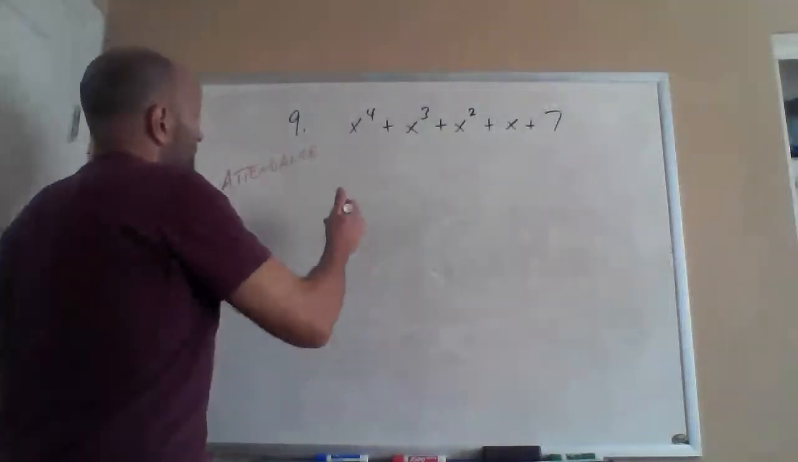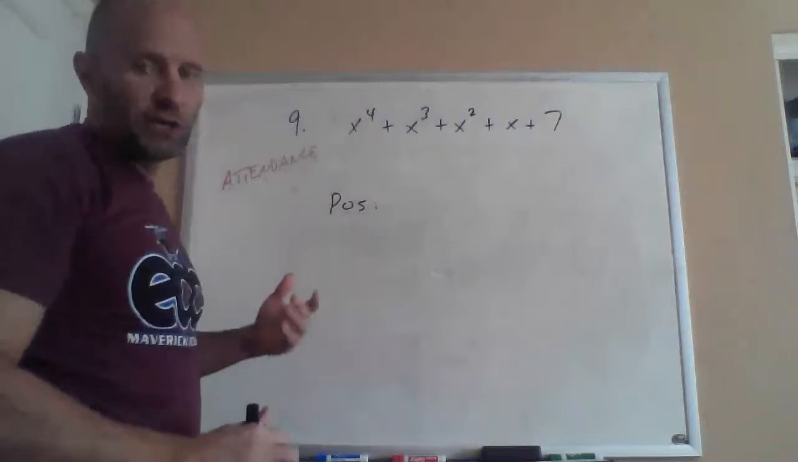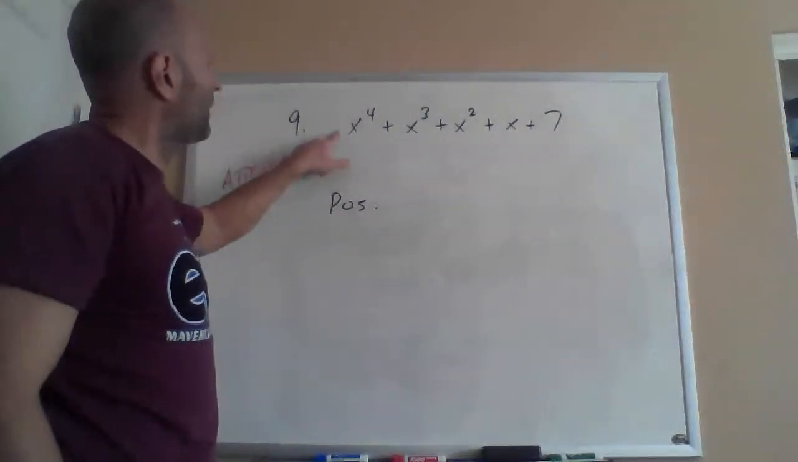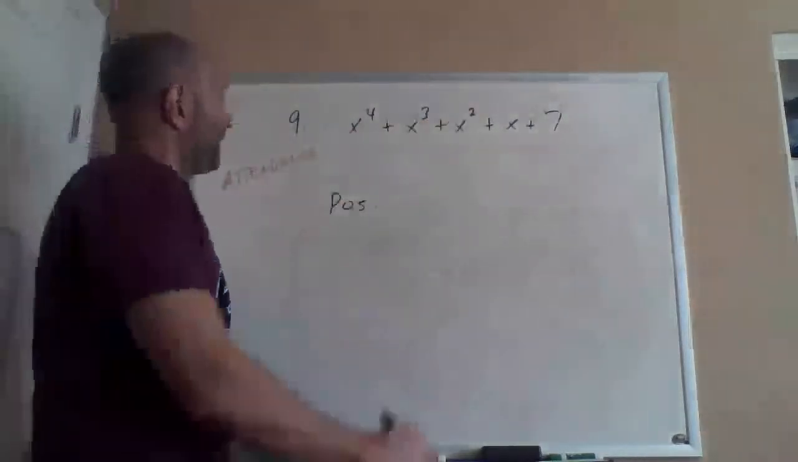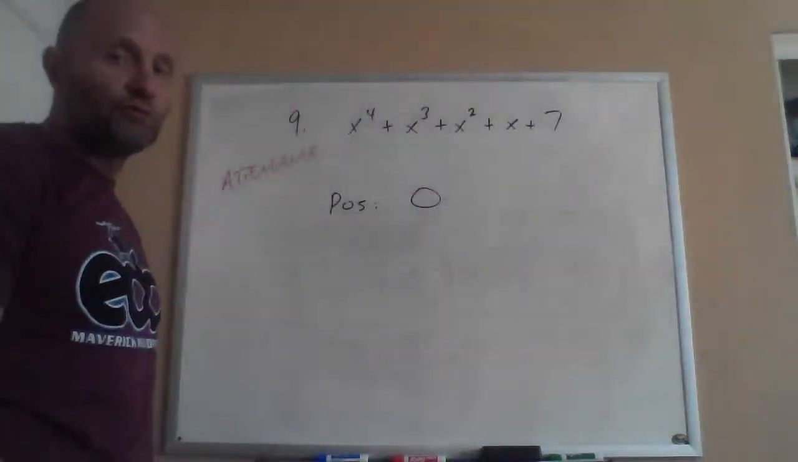So for our positive, it's just the sign changes of what we're given. We start at positive and it never changes from positive. So for this problem, the number of possible positive roots is 0.